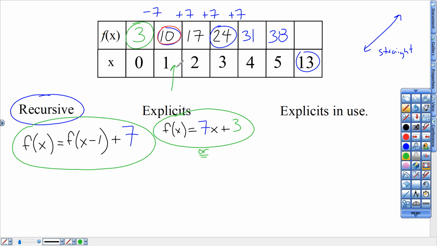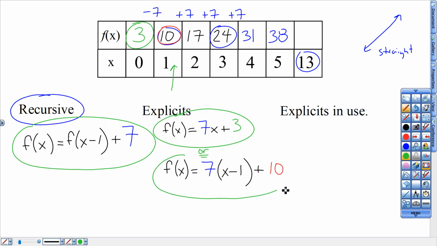So I could write it like this. f of x equals, use that same 7 right there, but don't just put x right there, put x minus 1. That is clutch right there, that you write it just like that. And then I add not that 3, I go 1 to the right, and I add that 10 number right there, knowing that these are equivalent.